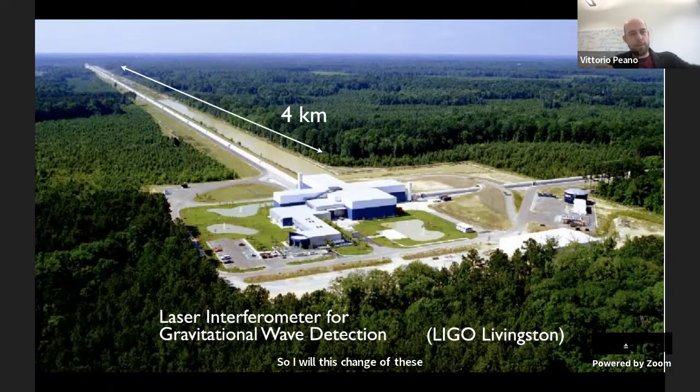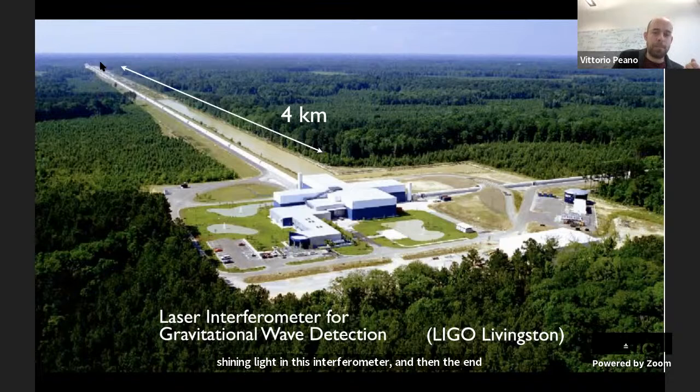A change of distance is proportional to the distance, and so that's why I have this interferometer with these huge arms, and basically I'm shining light in this interferometer, and then at the end I will measure a phase shift. If I do everything well, what will come in the way is quantum noise, but I can reduce the effect of quantum noise by having really a lot of light in the interferometer.